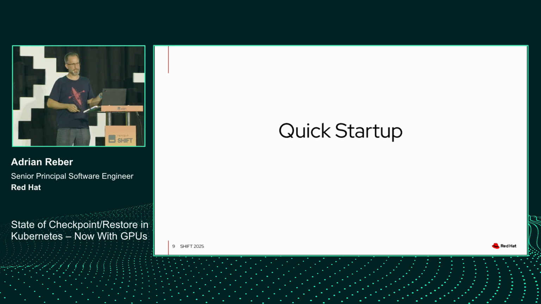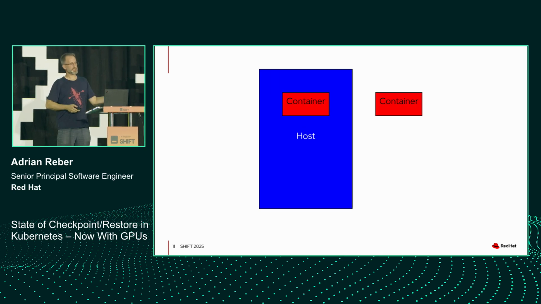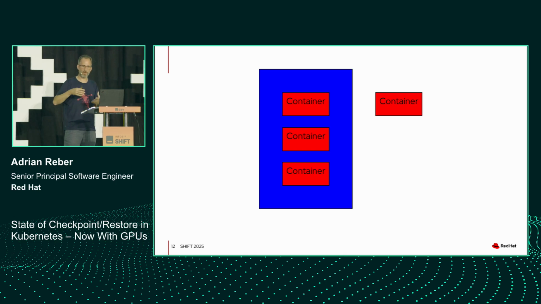The quick startup use case is what many people are interested in. So you have a container running on your host. In most cases, this is a Java container because the Java container takes a long time to start up. What we can now do is take a snapshot of the container once it is all initialized and write this container to disk. And then we can create multiple copies of the container which start really fast.